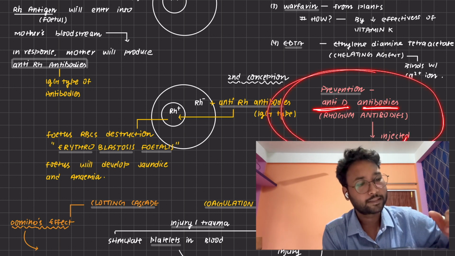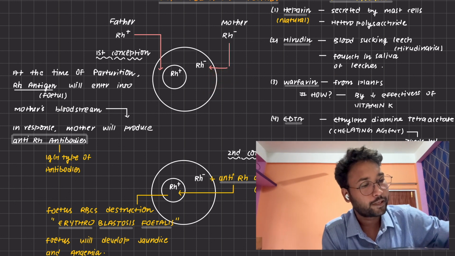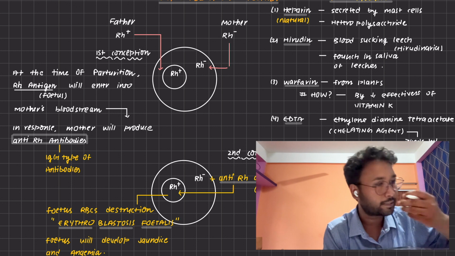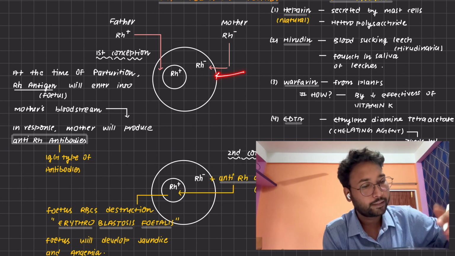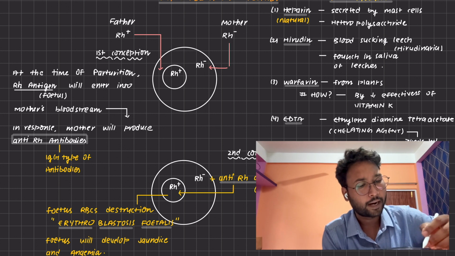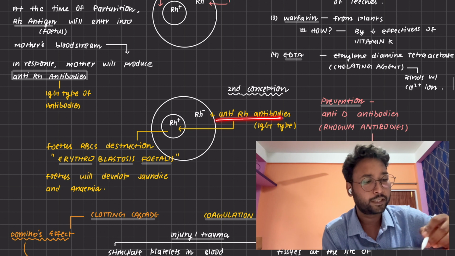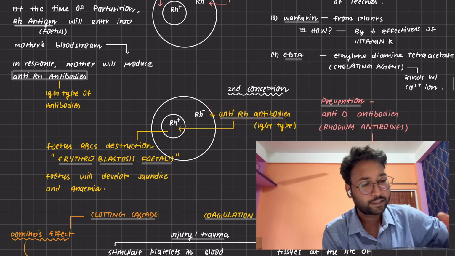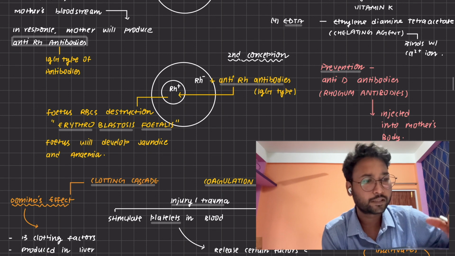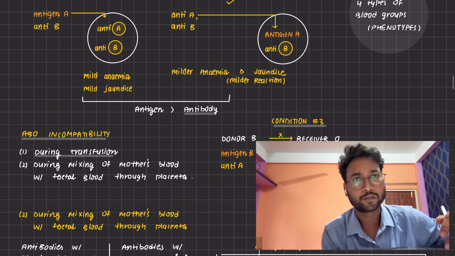That's it. In today's class, we discussed the topic of ABO blood grouping, all the scenarios of multiple allelism, the condition of ABO incompatibility during transfusion, and the condition of incompatibility during mixing of the mother's blood with fetal blood through the placenta, and we discussed the topic of erythroblastosis fetalis. We discussed Rh blood grouping and Rh incompatibility, which is erythroblastosis fetalis.